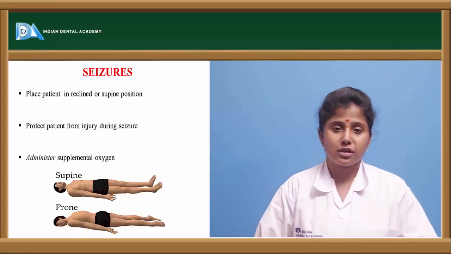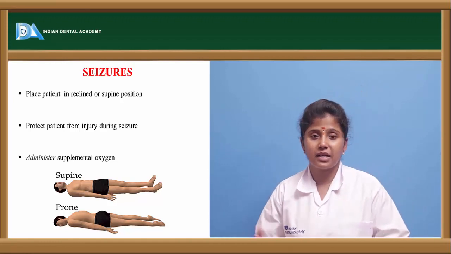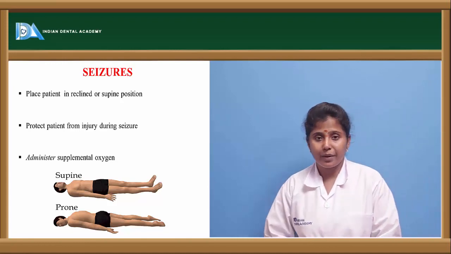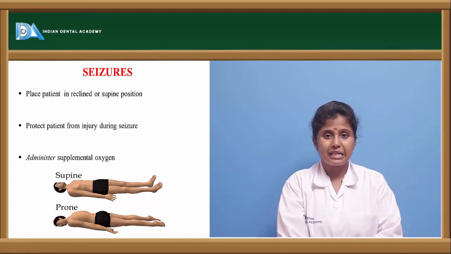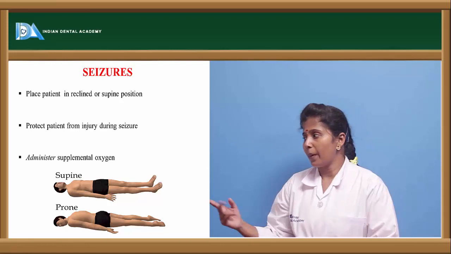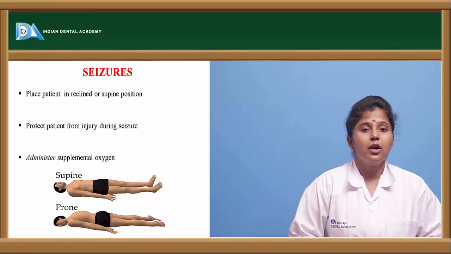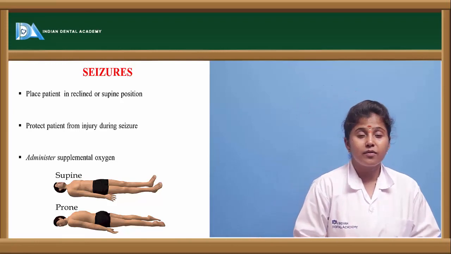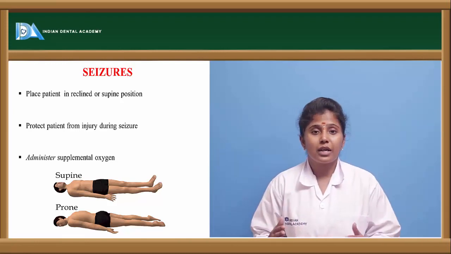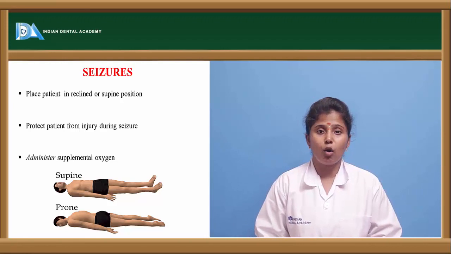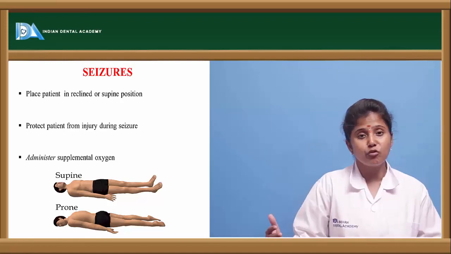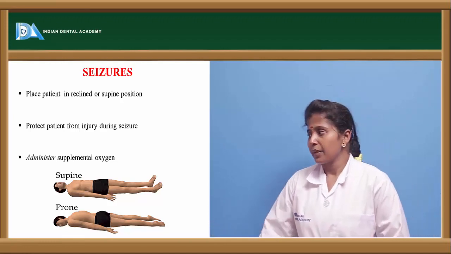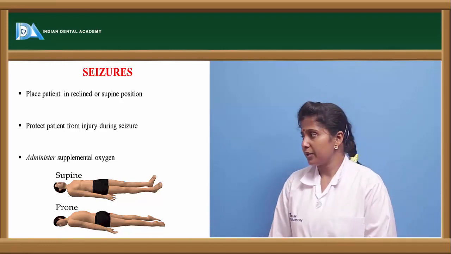Another one is seizures. Seizures are nothing but epileptic conditions. So here we should place the person in a reclined or supine position. The person should be completely at rest or in the supine position, and protect the patient from injury. So if the person is having seizures, epilepsy or fits, then the person should not have any injury. I mean, they move their body all over. So we have to make sure that because of their body movement, they won't be injured, and we need to give oxygen supply to them.